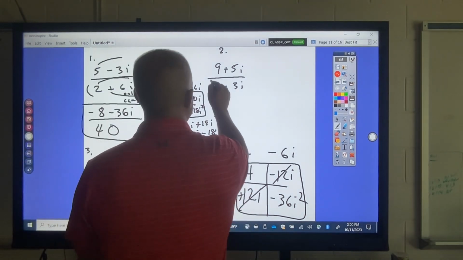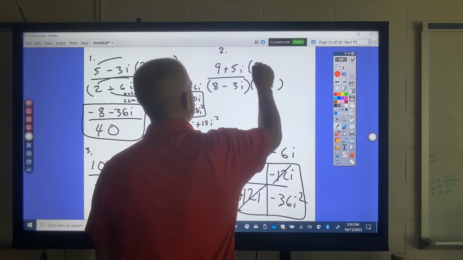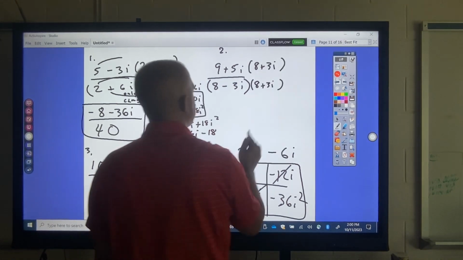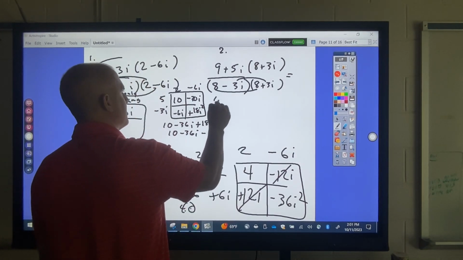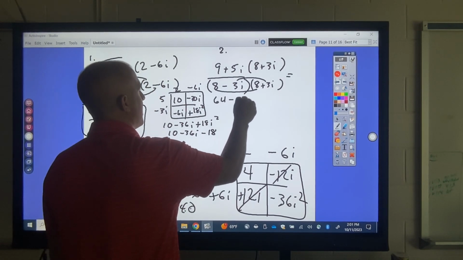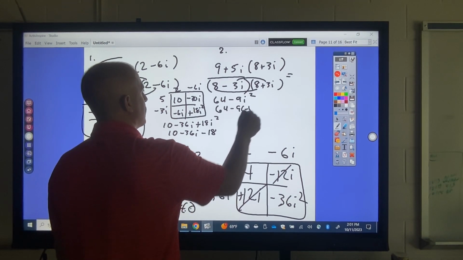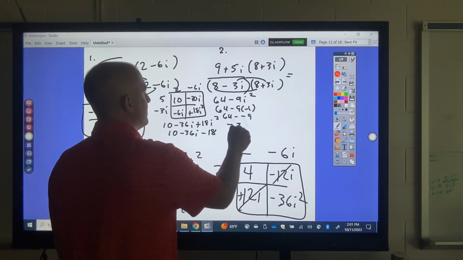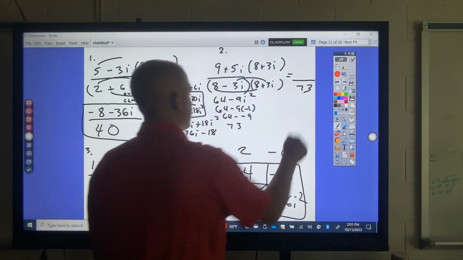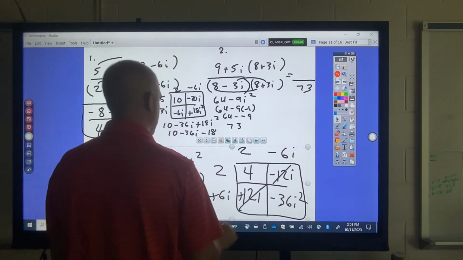So here I would multiply by 8 plus 3i, 8 plus 3i. So what's going to happen in the bottom here, I just multiply first and last. So that's going to be 64 minus 9i squared. So that's going to be 64 minus 9 times negative 1. So 64 minus negative 9. So that's going to be 73 in the bottom. And I'm going to erase this here because I already showed you those calculations.